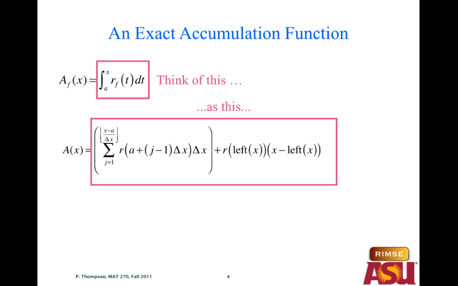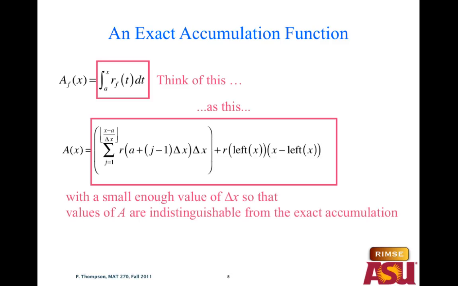Right. Not even infinitely small, though that certainly works, but what we've been saying is just small enough that we can't distinguish. We have a small enough value of delta x so that the values of A are indistinguishable from the exact accumulation. We can't tell the difference. So when you see the integral function, you think of this one with a really, really super small delta x, so that this is virtually giving us exact accumulation, and we represent it that way.